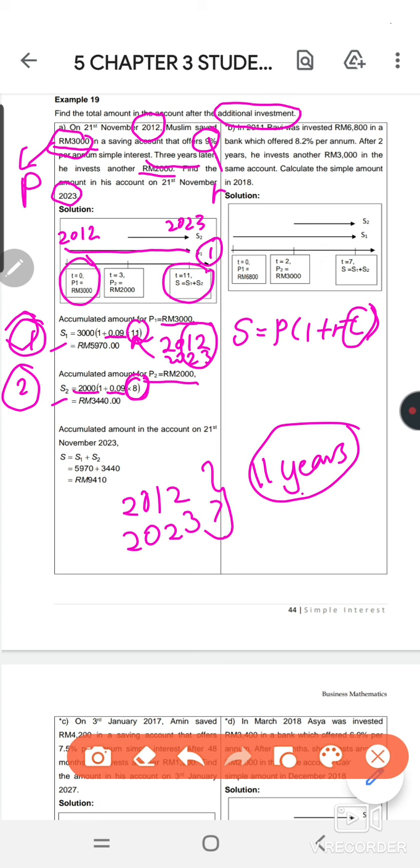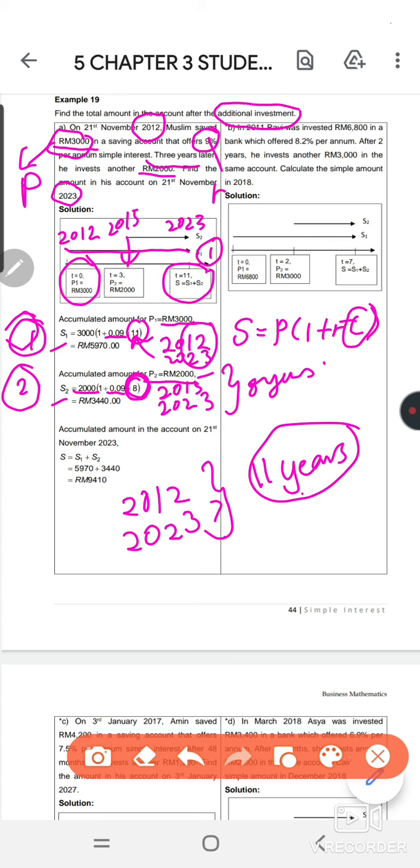Maksudnya yang tu. Tapi kat sini selepas 3 tahun dia dah simpan 2,000. Maknanya 2012 selepas 3 tahun adalah 2015. Okey, kat sini maknanya S2 ni dia bermula daripada 2015. So kita kira pula sehingga tahun 2023. So tempohnya adalah 8 years. So that's why this one we substitute with 8.